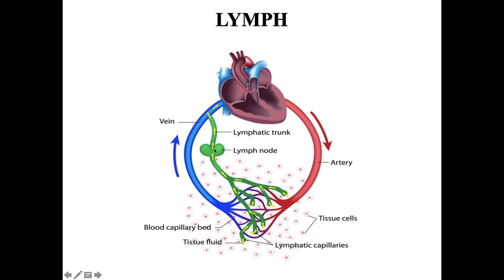These are the lymph nodes where the collection of the lymph takes place. One example of a lymph node is your tonsil.